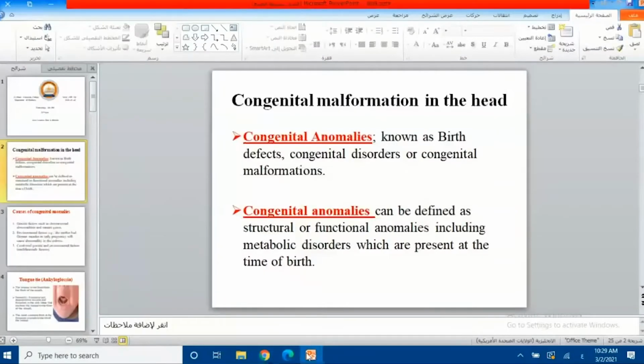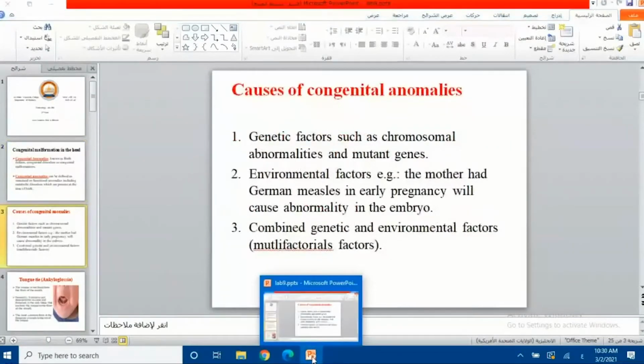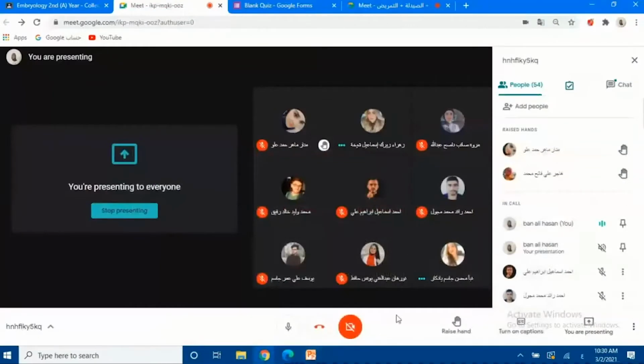Okay, so let's review and ask some questions. What can be the causes for congenital anomalies? What can be the causes for congenital anomalies? Yes, Hajar. Genetic factors and environmental factors. With what? Genetic factors, environmental factors, and also? Combined genetic and environmental factors. Very good, thank you. Very good, Hajar.